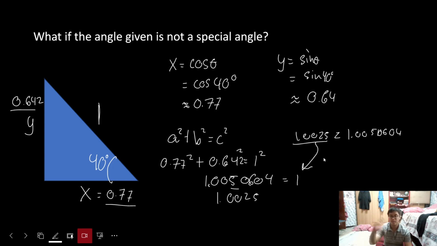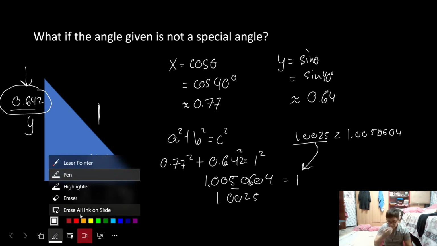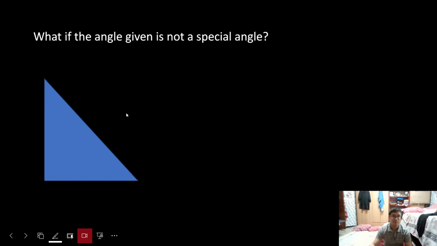Point being, if you approximate your x component into two decimal places, you should do the same thing here as well and make it two decimal places. If this is 3, make this 3. If this is 4 decimal places, then make the other 4 decimal places as well. Now, let's go back to our discussion.